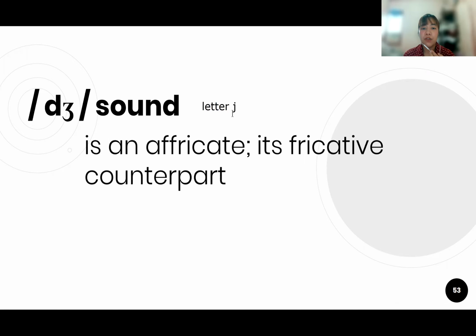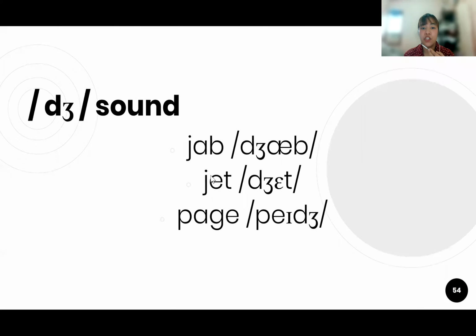So this is how, for example, in some words when we use the letter J, the sound it makes is symbolized by this symbol in IPA transcription. So for example, jab.